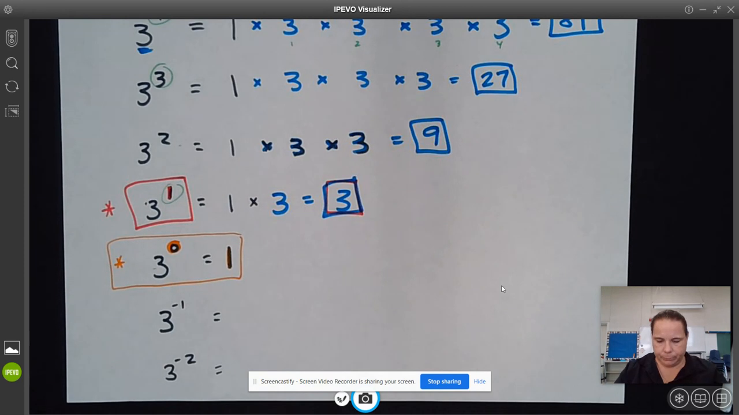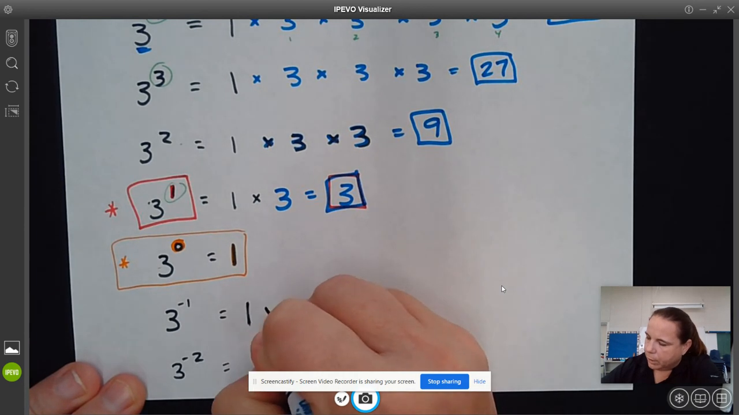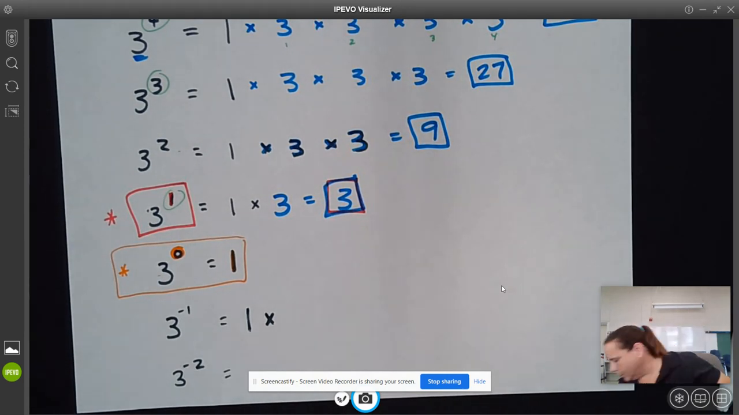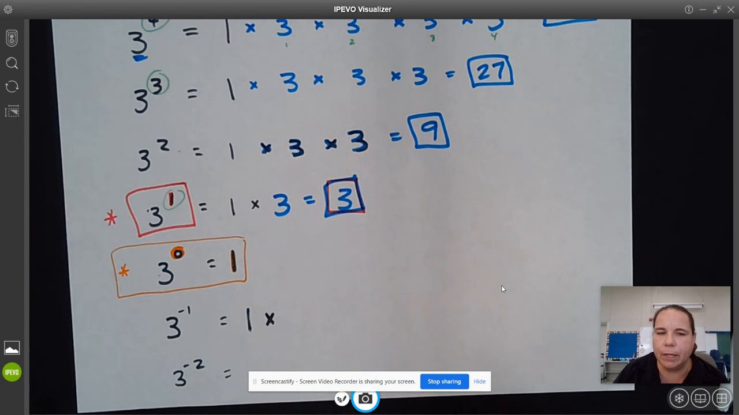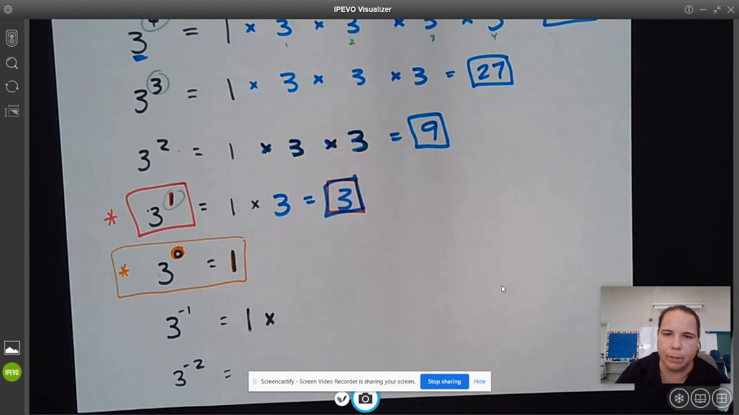So let's follow the pattern. Okay, now 3 to the negative 1. So we're going to have 1. We can always start with 1 times. Now we want to multiply by 3 negative 1 times. Well, you might think, oh, that means it's going to be a negative 3. But that's not really what was happening here. We're just multiplying by 3 fewer times.